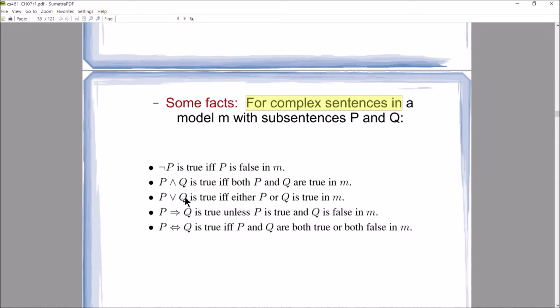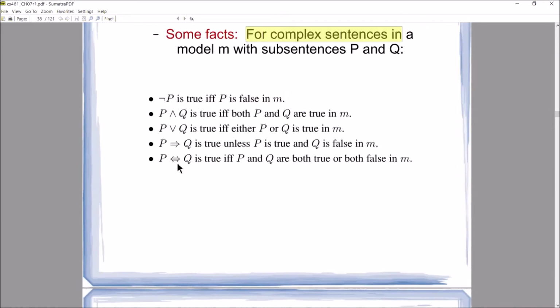P or Q, same kind of thing, right? If P and Q are both false, then the whole thing is false, otherwise it's going to be true in that model. P implies Q is true, unless P is true and Q is false. So this is always going to be true. The only time it's going to be false is if P is true and Q is false. The bidirectional P and Q here, that's going to be true if and only if P and Q are both true or both false in the model.